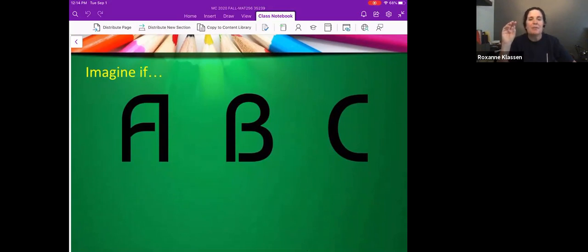Okay, so imagine if there were no more numbers. There's only these letters. Okay, and letter A represents the number 1. And B represents the number 2. And C represents the number 3. And so on. Yes? You with me so far? Okay, so A is 1, B is 2, C is 3.